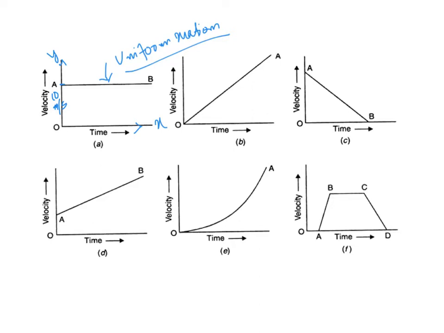Instead of this, if my curve would have looked like this, the red line is my curve. Can you tell what kind of motion it would have been if my curve looked like the red line? Anyone? You can unmute and give me an answer.